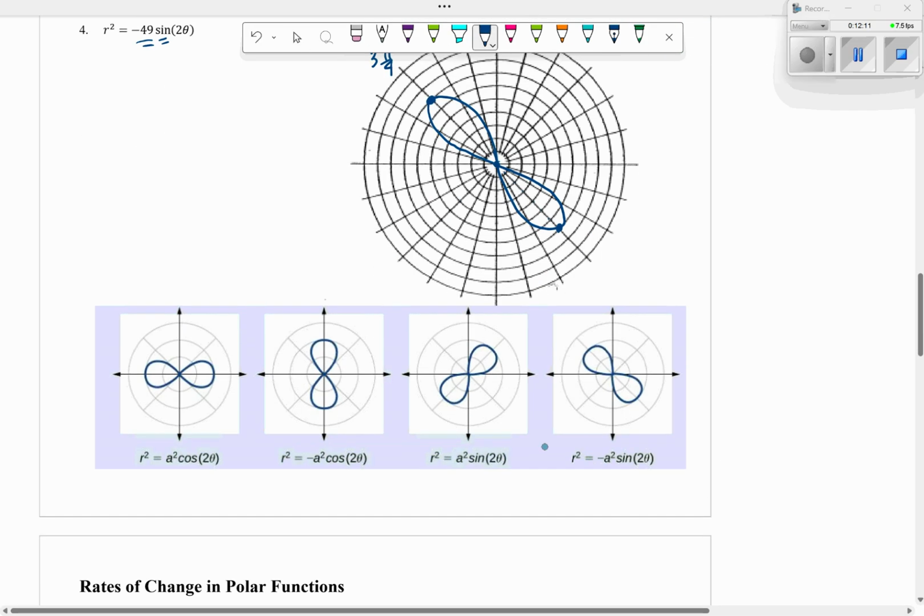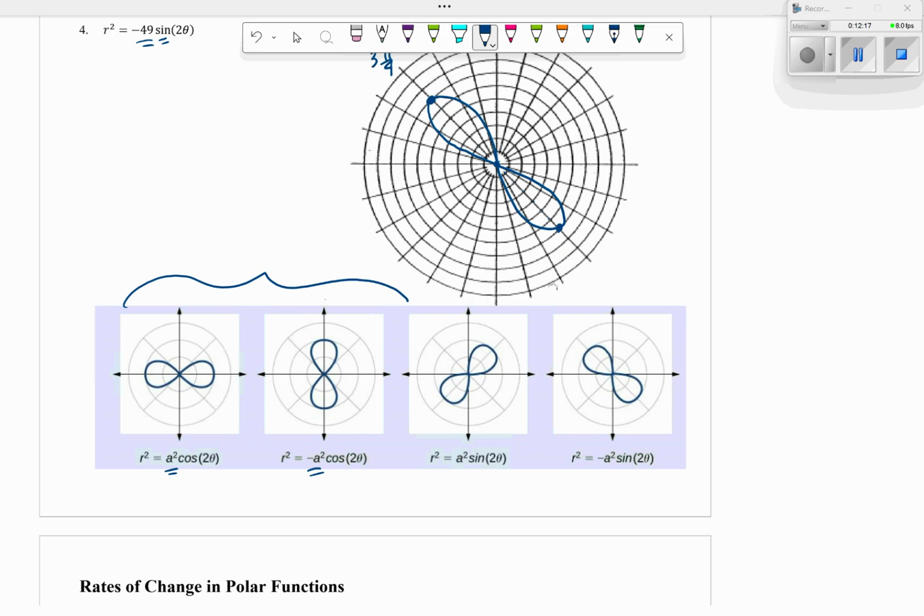So this one is when your a value is positive and negative for cosine and has all 3 types of symmetry. And then this one here for sine when a is positive, and then here you have the negative in front of the a squared. This is going to be symmetry with respect to the pole. Okay, and that is it for Lemniscate curves.